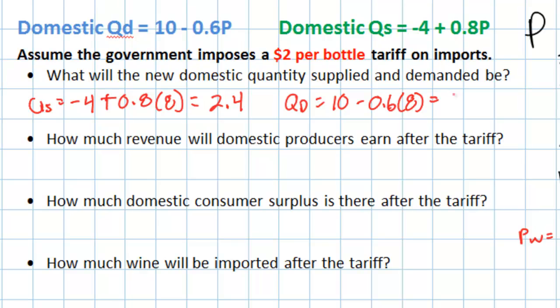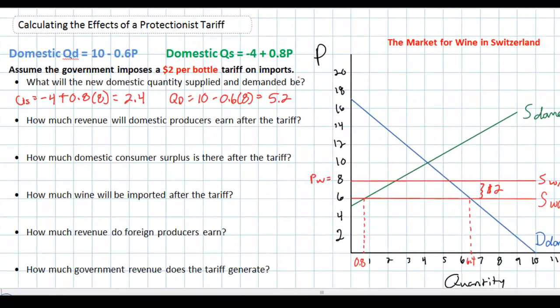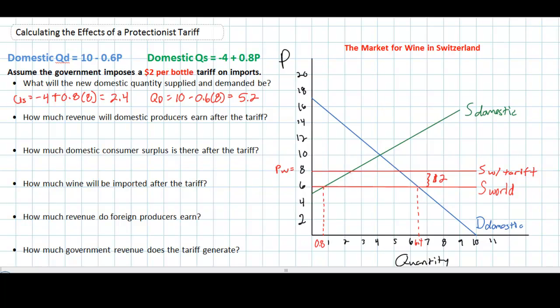The new domestic quantity demanded will be only 5.2 bottles of wine. We can plot both of these points on our graph by drawing the dotted line down from the intersection of the new world supply curve and the domestic quantity supplied and demanded. We can now calculate the new amount of domestic producer revenue.